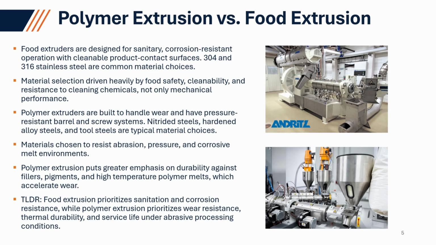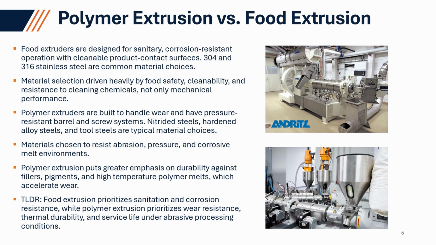Now we're going to talk about polymer extrusion versus food extrusion. Food extruders are designed for sanitary, corrosion-resistant operation, especially on product contact surfaces. Because of that, materials like 304 and 316 stainless steel are commonly used. In food systems, material selection is heavily driven by food safety, cleanability, and resistance to cleaning chemicals, not just strength or wear resistance. Polymer extruders, on the other hand, are designed around a different set of priorities.